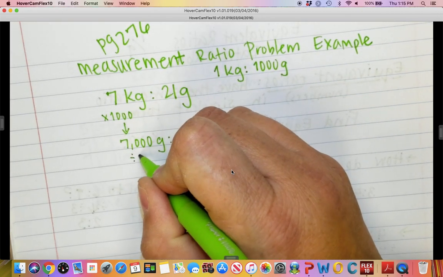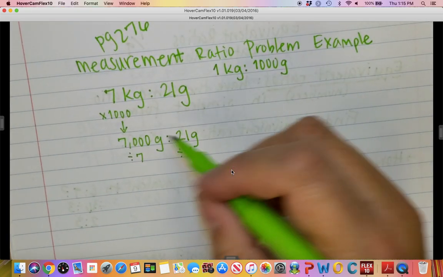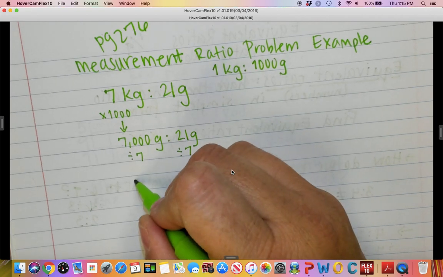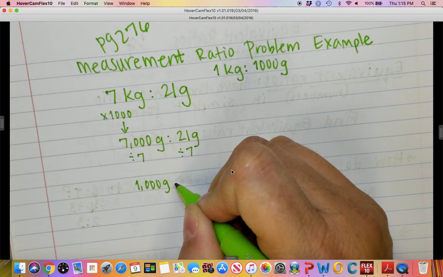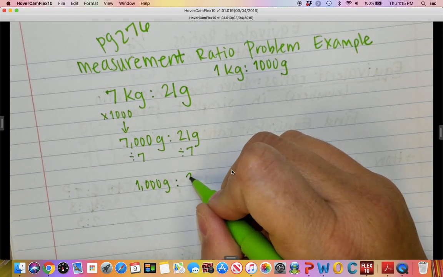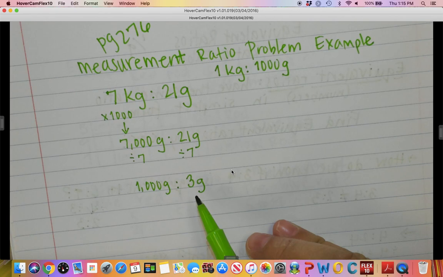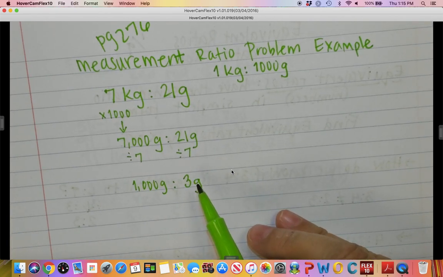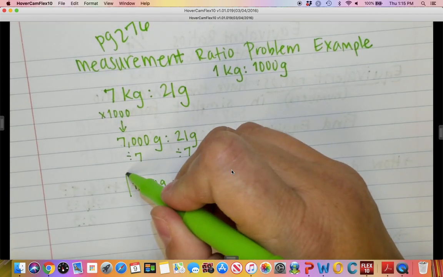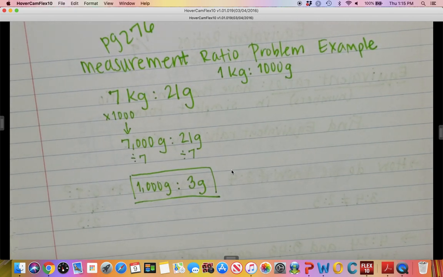I'm still going to divide them both by 7. So my simplification is 7,000 divided by 7 is 1,000 grams. 21 divided by 7 is 3 grams. This is simplest form. Here it is, simplified. Let me see if I can find another example problem to show you with conversion.